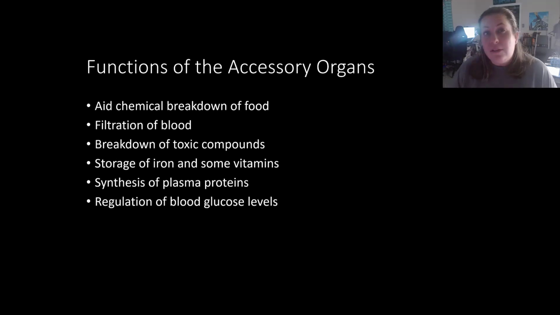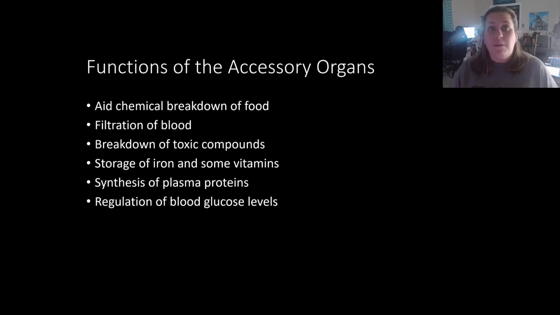However, there are some accessory organs that are part of the digestive system that also help. These are things like the pancreas, the gallbladder, the liver. They are accessory, but they play some key roles in digestion. This includes aiding in the chemical breakdown of the food. They do produce a lot of enzymes and things like that that help with the breakdown of the food.